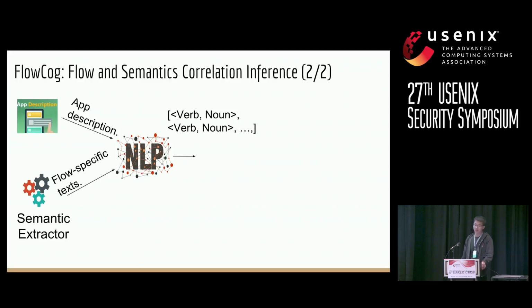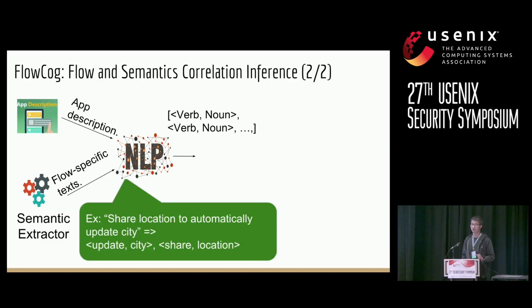Then, together with the app description, we will send them to an NLP, natural language processing module. This module can convert the text into verb-noun pairs. For example, the sentence "share location to automatically update city" will be converted to "update city, share location." The reason we want to do this is because we first want to remove those useless words, and then we still want to preserve most of the information of the text.